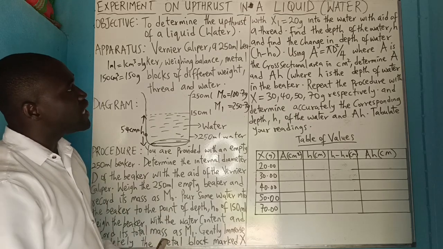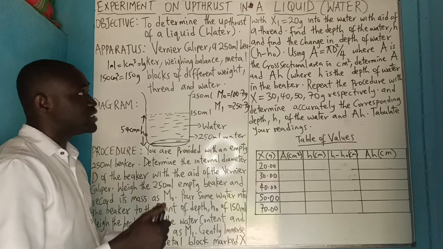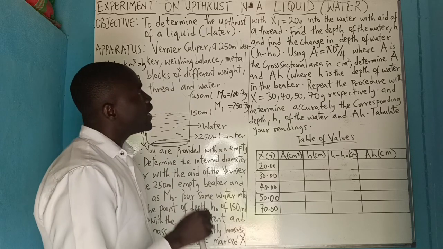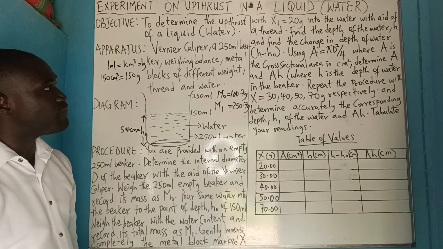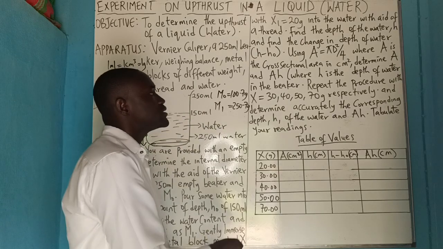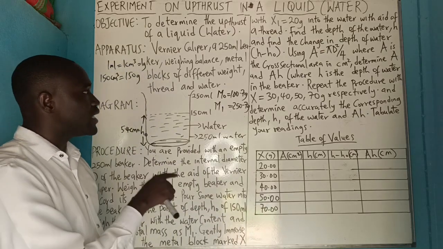Then they say find the depth of the water, height h, and find the change in depth of water, h minus h0, using A equals pi d squared over 4, where A is the cross-sectional area in cm squared. Determine A and Ah, where h is the depth of water in the beaker.